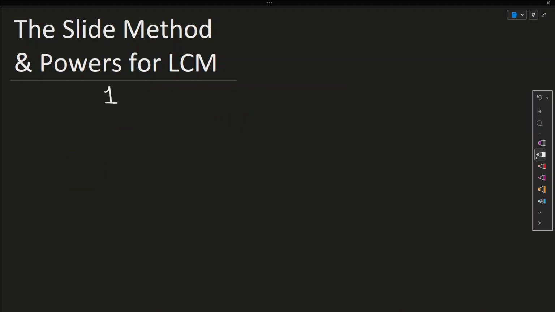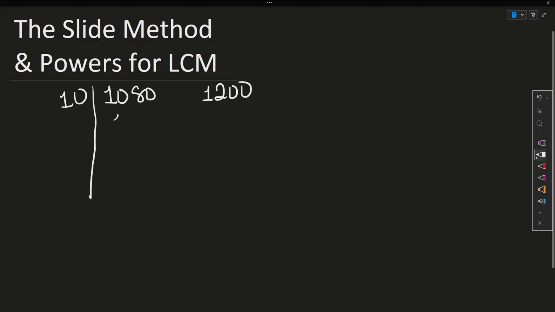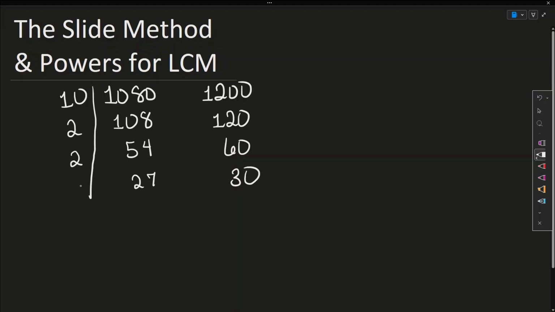Now, let's repeat for 1,080 and 1,200. They have a 10 in common. That leaves us with 108 and 120. Those have a 2 in common, which leaves us with 54 and 60. Those have a 2 in common. That leaves us with 27 and 30. These have a 3 in common. That leaves us with 9 and 10, and these have nothing in common.